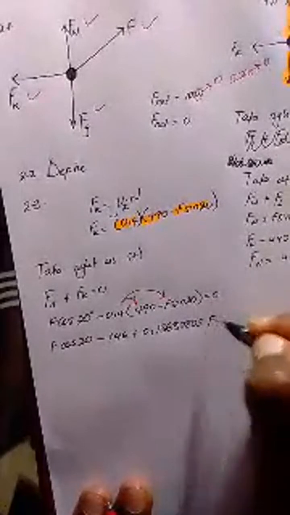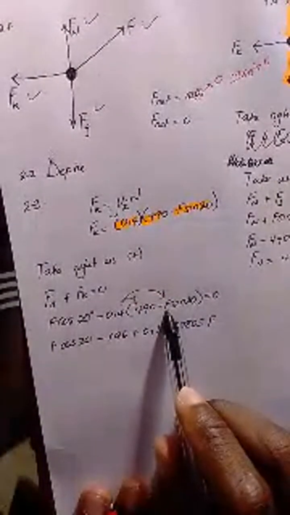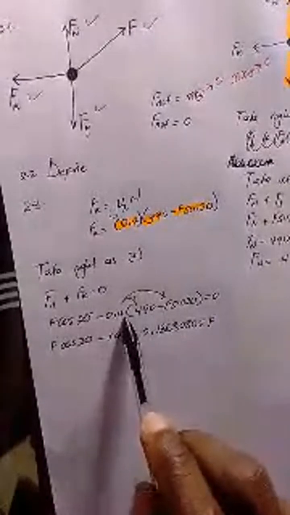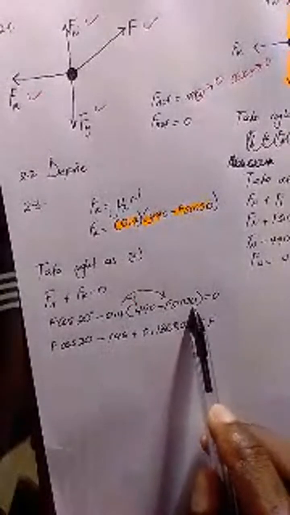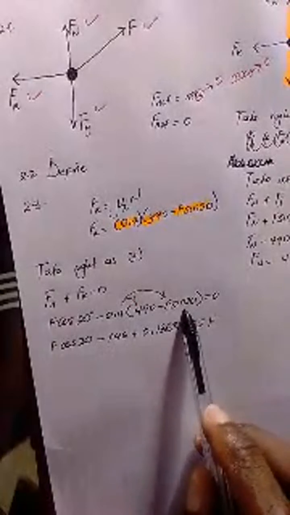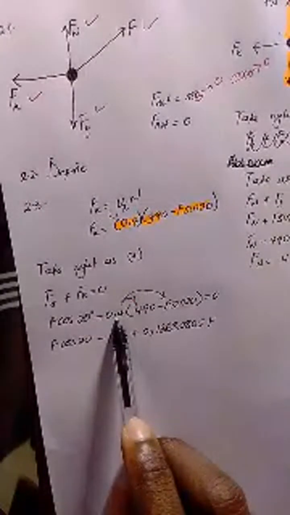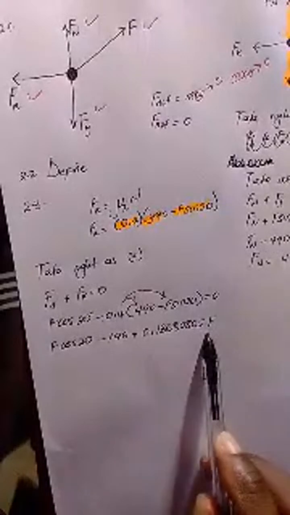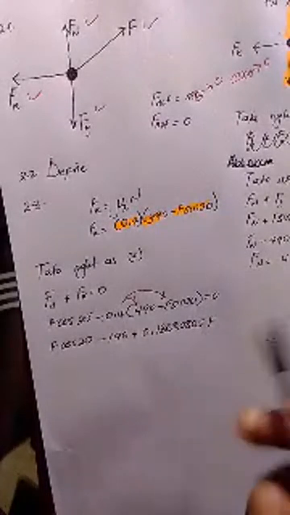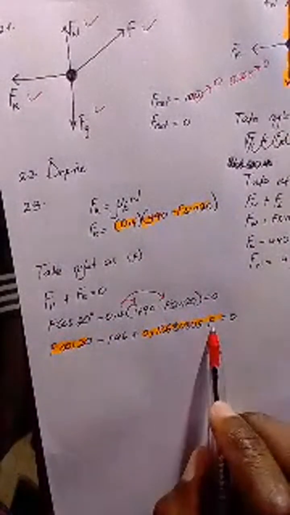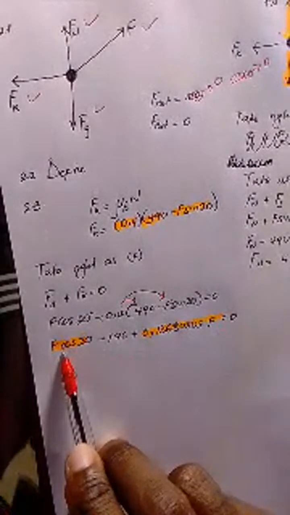0.136805 F. Because this F is not going anywhere. You just said 0.4 multiplied by sine 20. The value that you get here, you multiply it by 0.4 and then by F. This F is not going anywhere, please. This is equal to 0. See, now you have like terms, because they both have F. So they are like terms.